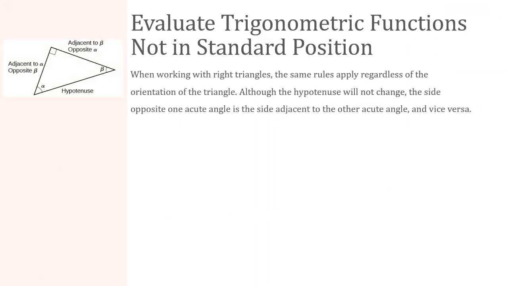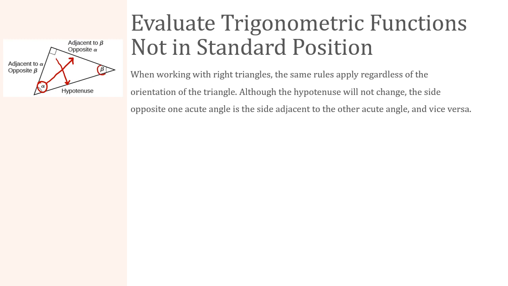So when working with right triangles, the same rules apply regardless of the orientation of the triangle. On the last slide, we saw a triangle with the right angle down at the bottom right. If we rotate that triangle around, so now the right angle is in the upper left, the hypotenuse is still going to be the side across from it. However, if we let the other two angles be called alpha and beta, for example, let's take a look at alpha. The side across from alpha is opposite. So that's the side that's opposite alpha.